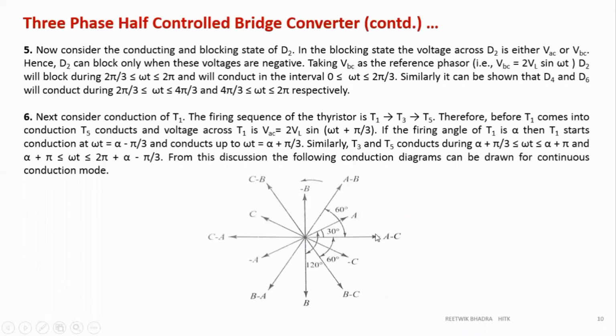So if you take any one as reference, if you take VBC as reference, as taken by me, VBC will be root 2 VL sine omega t. So what will be the blocking period of this D2? The blocking period will be 2 pi by 3 to 2 pi. Or we can simply think about the diode this way: we know which voltage will make it block. Yes, this point is potential C, we know.